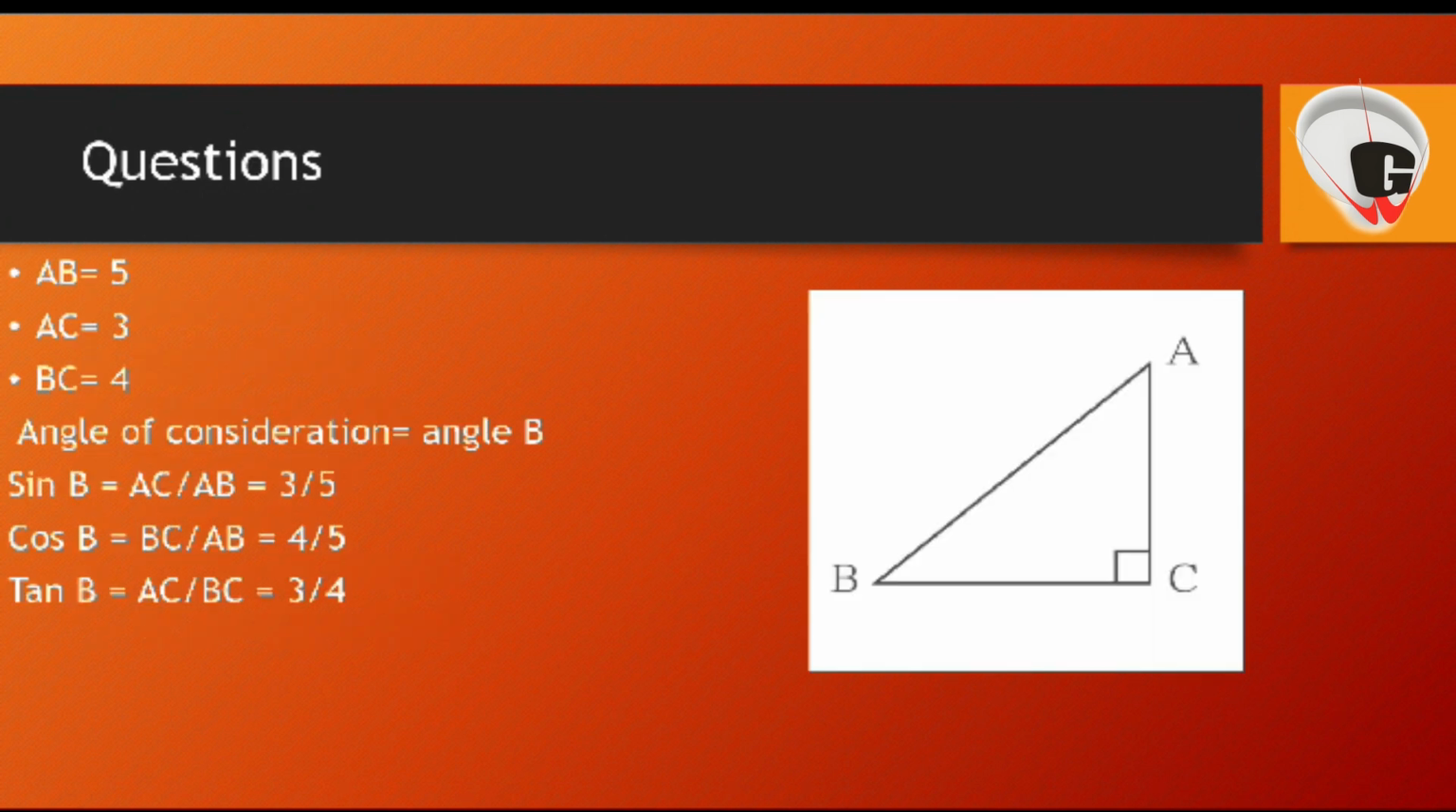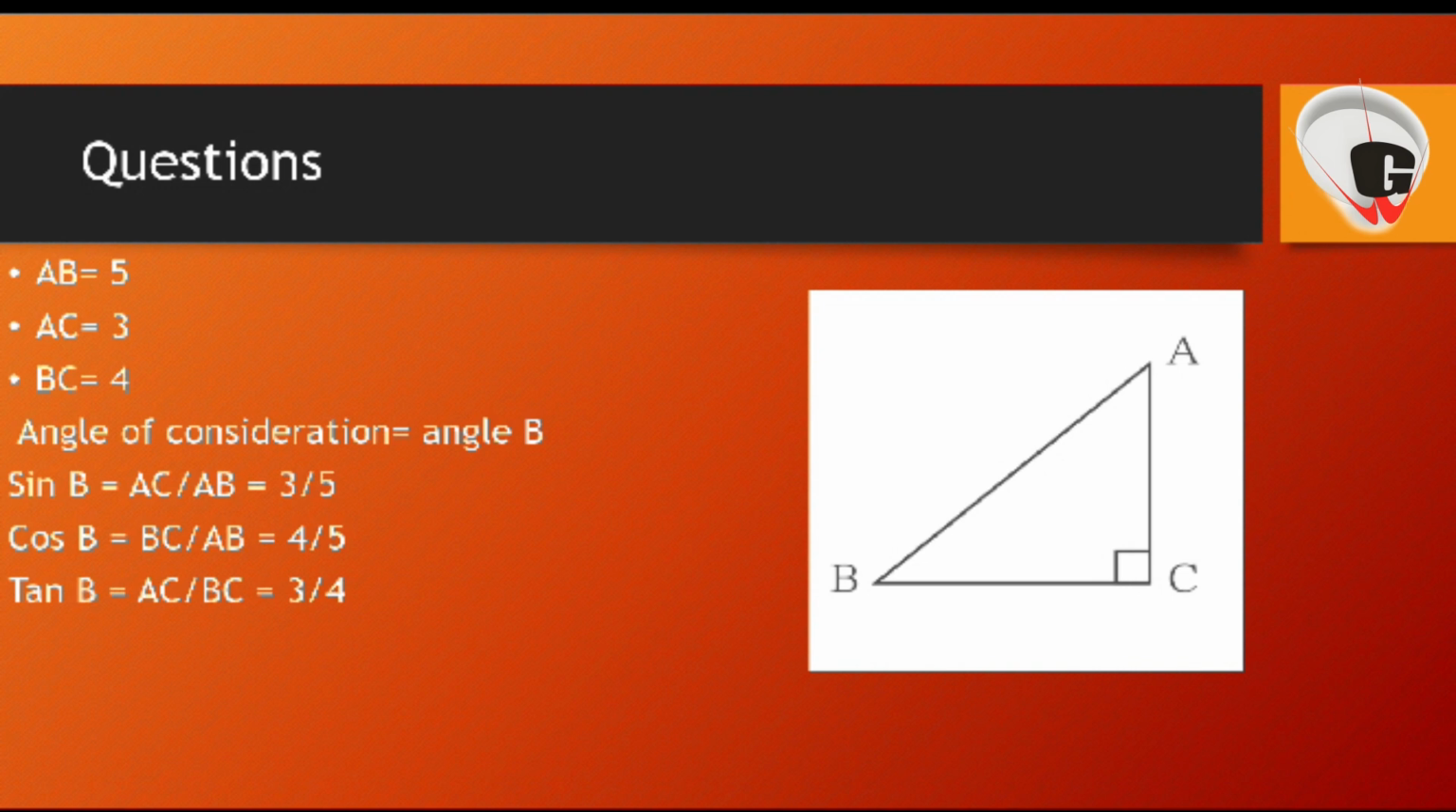Now let us take a question. So for example, AB over here is 5 cm, AC is 3 cm and BC is 4 cm. And we are taking over here the angle of consideration B. You are asked to find out sin B, cos B and tan B.